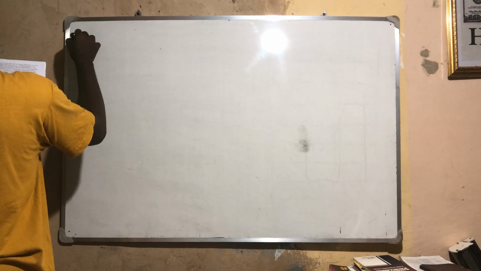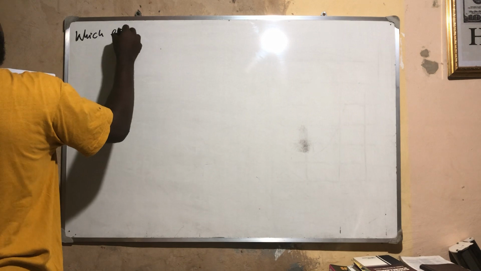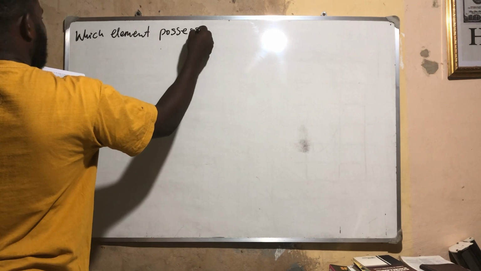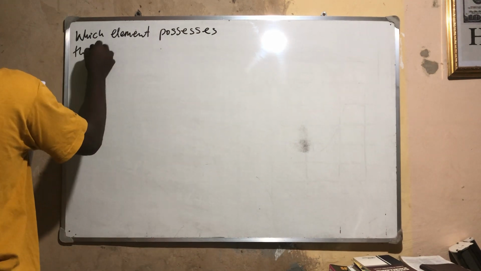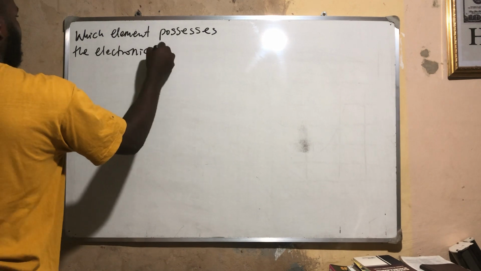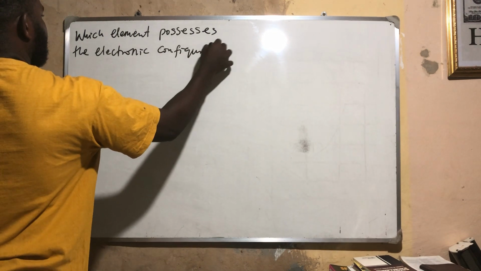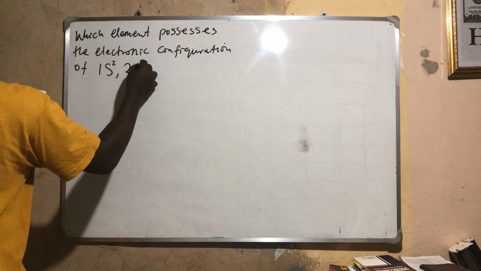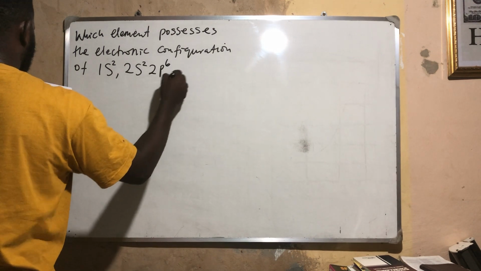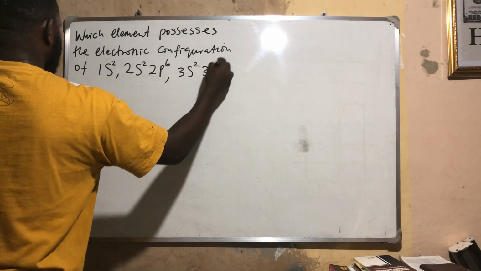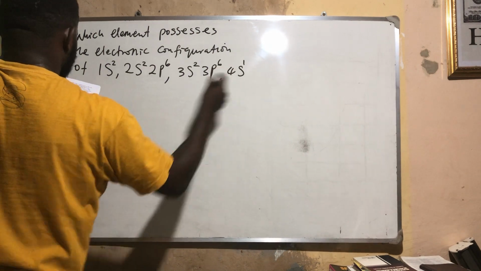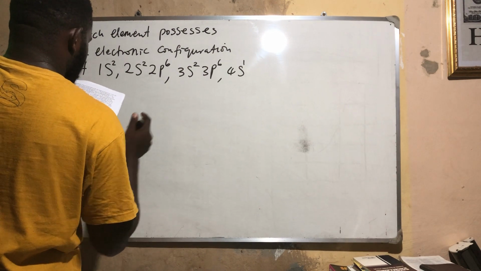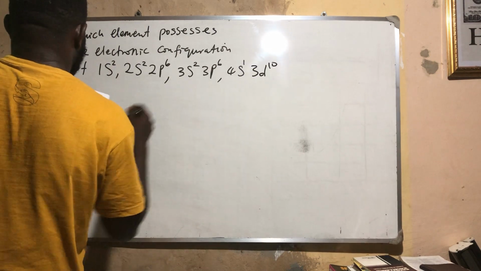Which element possesses the electronic configuration of 1s2, 2s2, 2p6, 3s2, 3p6, 4s1 and 3d10?